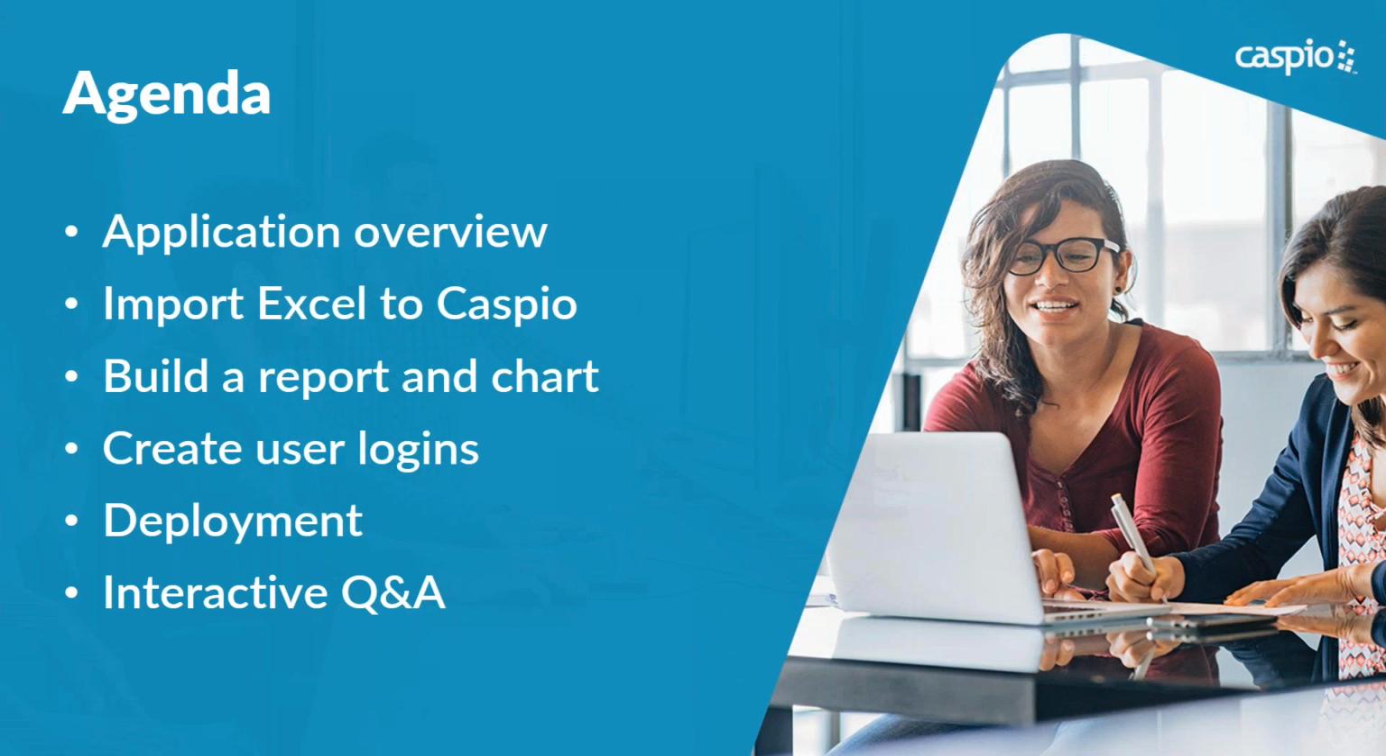Next, we will begin building our application by importing some Excel data to Caspio, manipulating some of the data objects, and creating relationships. Then I will show you how quickly and easily we can build a report with a chart. After that, I will show you how to create a login screen and password protect the data. And finally, we will learn how to deploy or publish the report to the web. Lastly, as always, we'll open up the line for questions at the end.